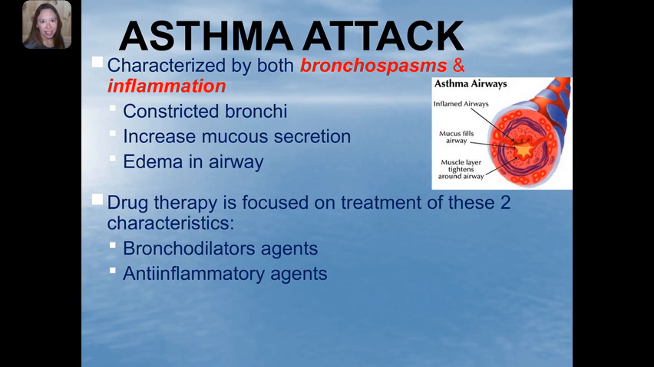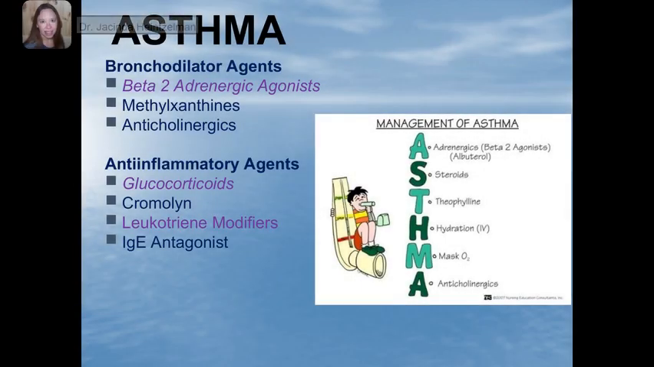So when it comes to medicating the patients, the drugs that we are going to use are going to be focused on two different characteristics. We're going to be using bronchodilators, and we're also going to be using anti-inflammatories. And again, it all goes back to the pathophysiology of what is happening in these acute attacks, which is a chronic disorder that these patients have.